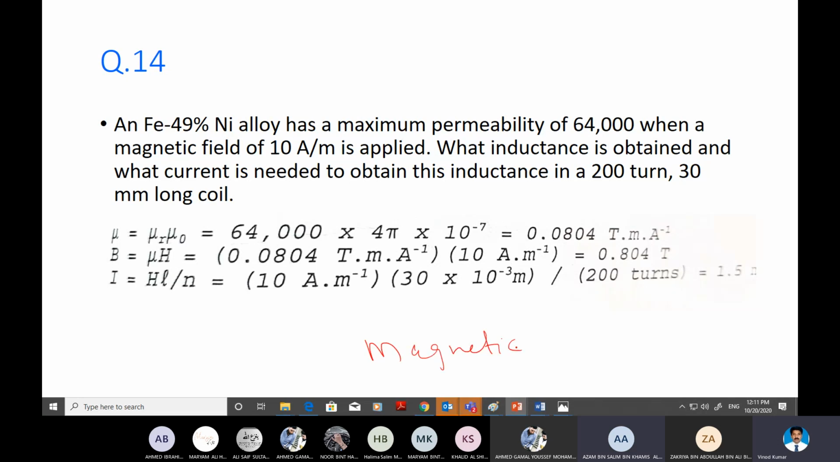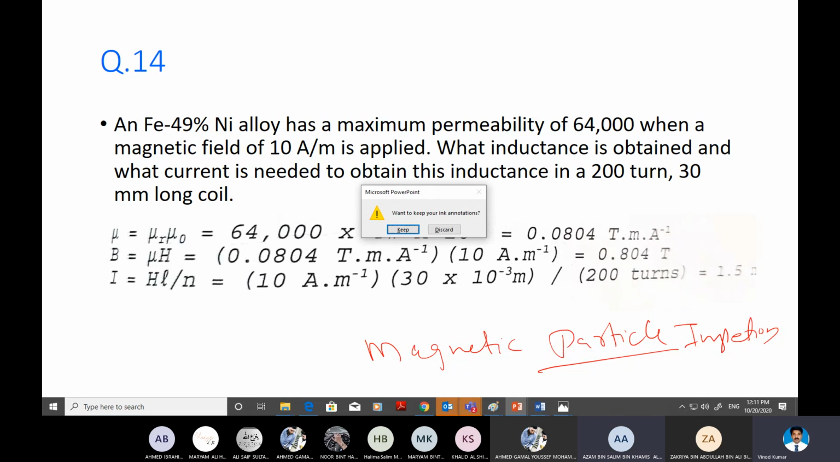Today we are going to solve a few questions from magnetic particle. We already studied some basics of magnetic particle inspection. Today we focus on magnetic particle inspection. So let us read the question first before we enter into the answer.